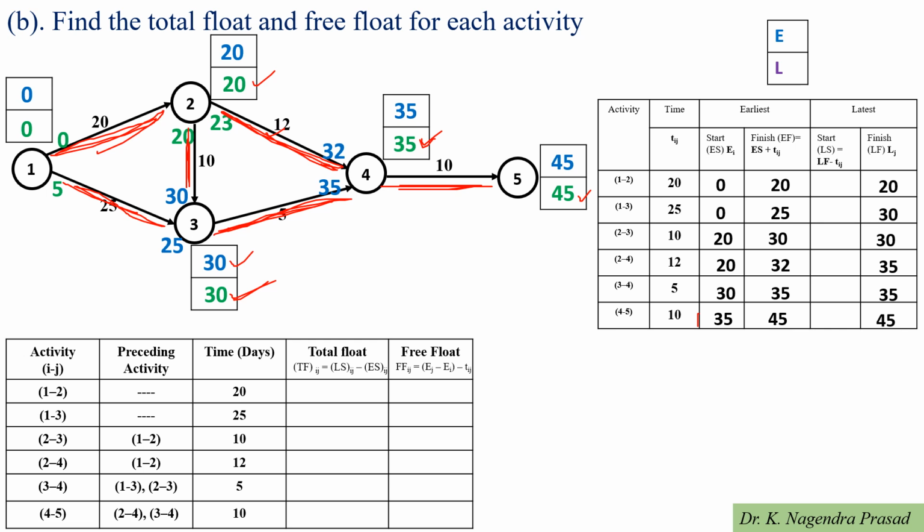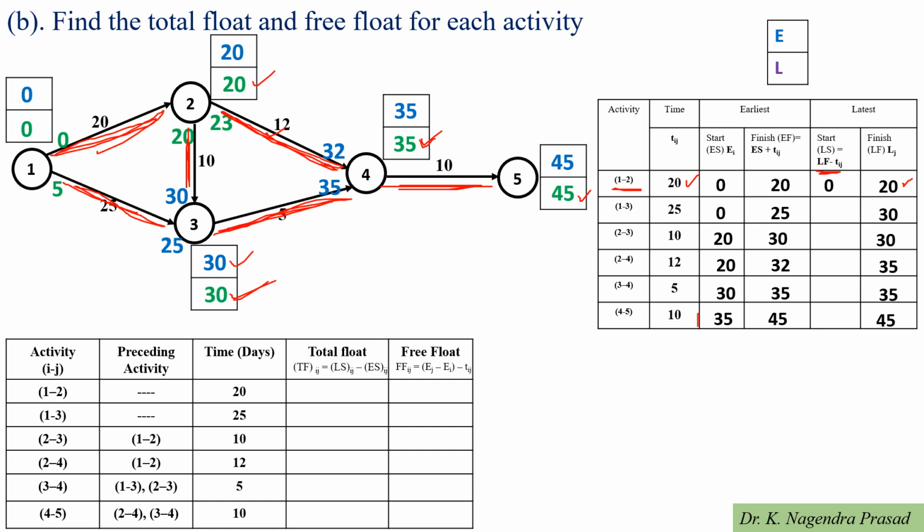Next we have to determine the latest start time. Latest start time is the latest finish time minus time duration. First we have to look at activity 1 to 2. For activity 1 to 2, latest finish time is 20 and time duration is 20. Then 20 minus 20 is equal to 0.